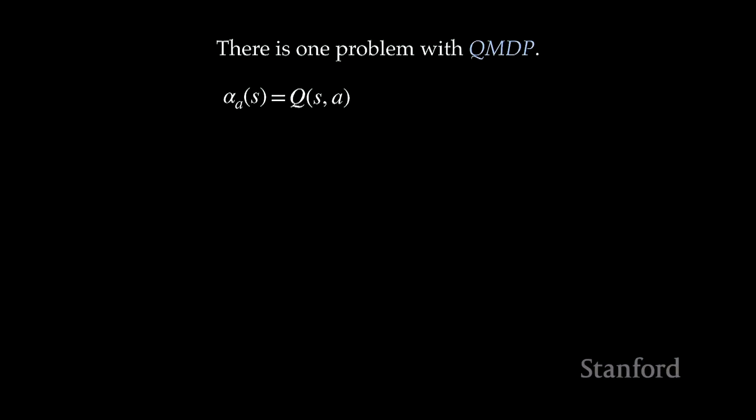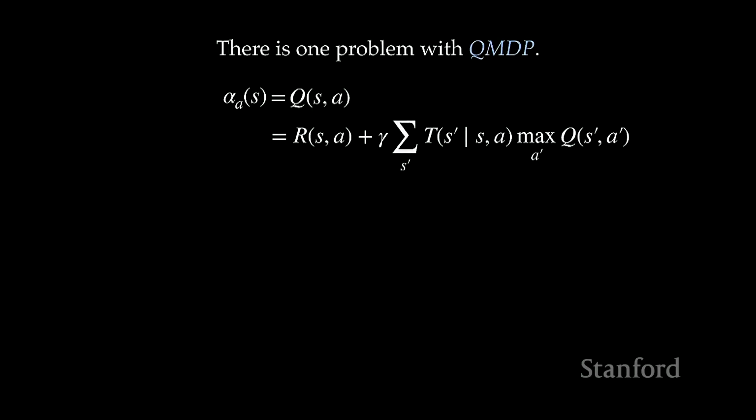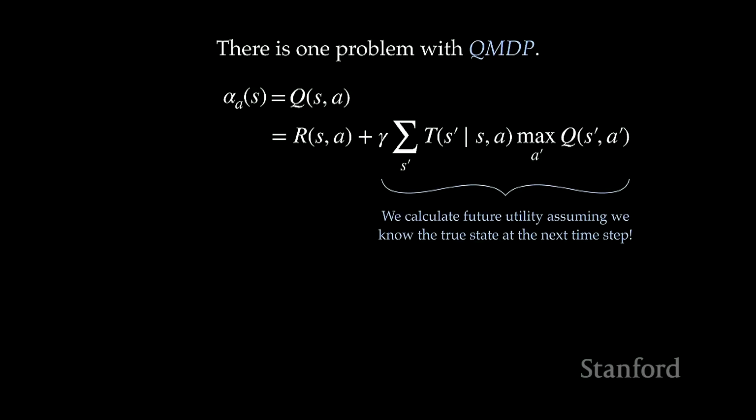Okay, so this is QMDP. There is one problem with QMDP. Like I said, we set our alpha vectors, one for each action, equal to the Q values. If you remember how you compute Q values, thinking back to value iteration for MDPs and the Bellman equation, you have your immediate reward plus this expected future utility. When we calculate this expected future utility, there's no notion of observations or beliefs. In fact, what this is doing is making the assumption that at the next time step, we just know what our true state is. And so that can be an issue.